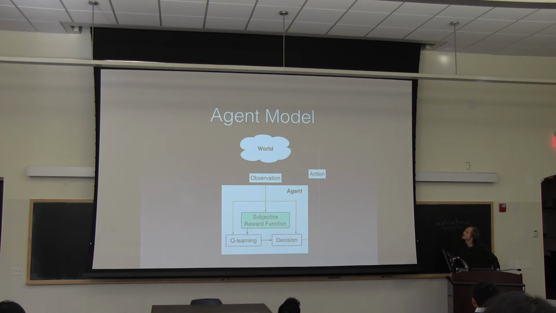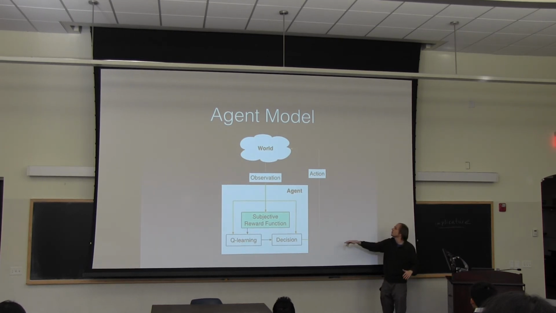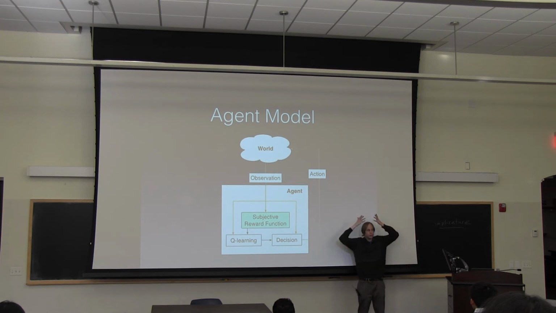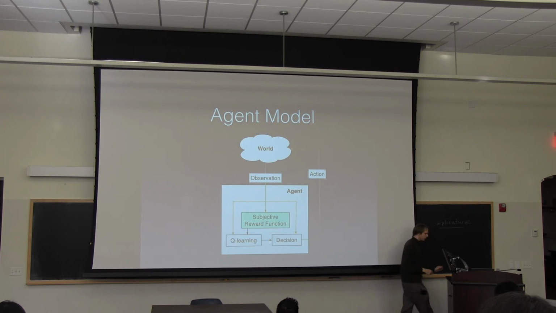OK, and so this is the agent model I was talking about before that we now basically have. We can imagine that there's some world. The agent receives observations from the world. Those observations go through the agent's subjective reward function. So they have their own evaluation metric for how things work. And they use that subjective reward function in something like, we're going to use Q-learning, to learn how to behave in the world, make a decision, and their action goes back in the world, and you get this cycle going on.